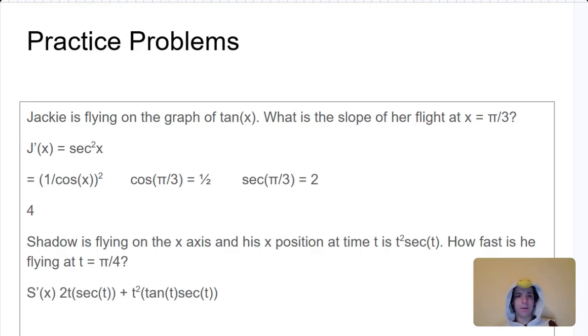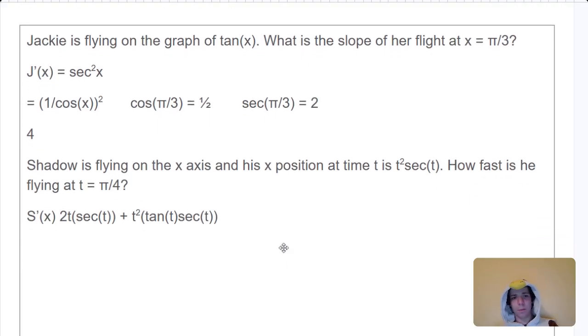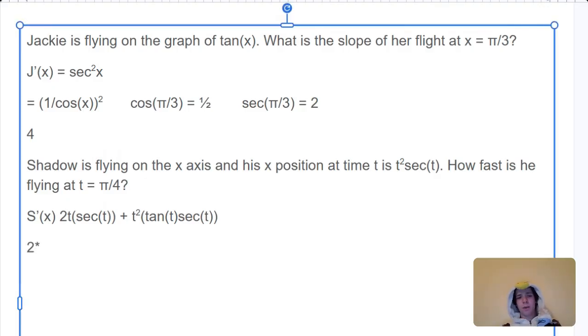And now we're going to find his speed at t equals pi over 4, so we want to find s prime of pi over 4. So immediately we have 2t, so 2 times pi over 4, that's going to be pi over 2, and we're going to multiply that by the secant of pi over 4, which is 1 over cosine pi over 4. And we know that cosine pi over 4 is square root of 2 over 2. So this first part is going to be pi over 2 times 2 over square root of 2, or just pi over square root of 2.